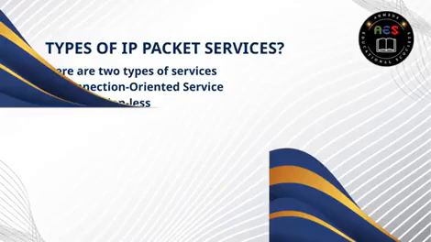On the other hand, connectionless service is more like sending a letter. You just send the packet without establishing a dedicated connection beforehand. It's faster and more flexible, but doesn't guarantee delivery or order. Understanding these two types helps us see how different network applications prioritize reliability versus speed. This distinction is fundamental to grasping how IP handles various types of data transmission across networks.